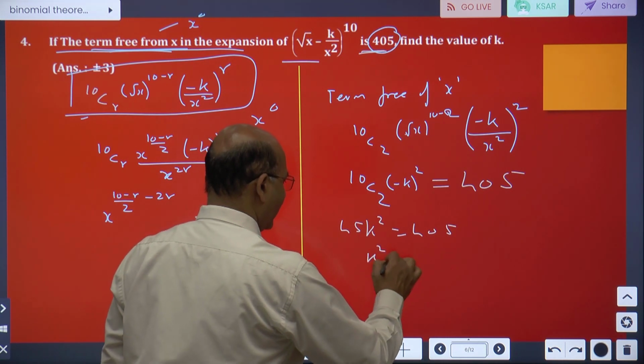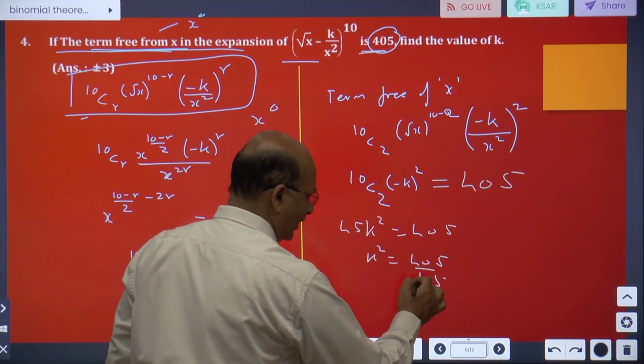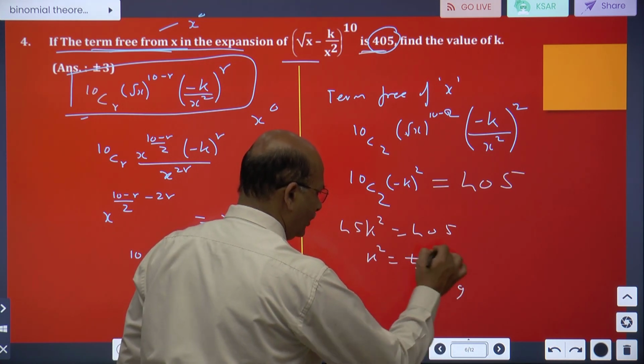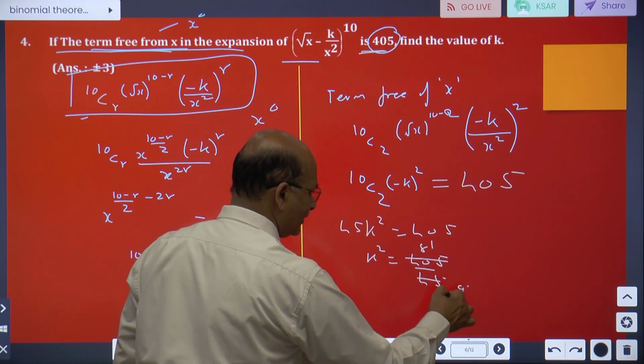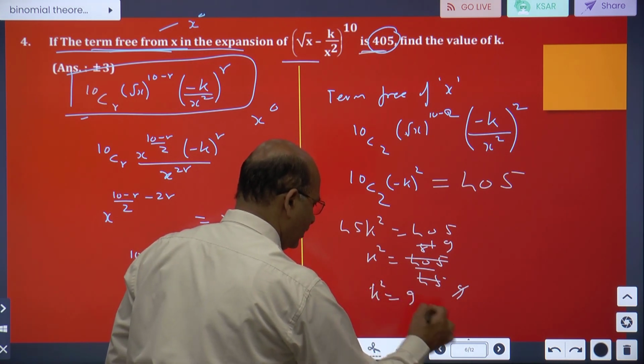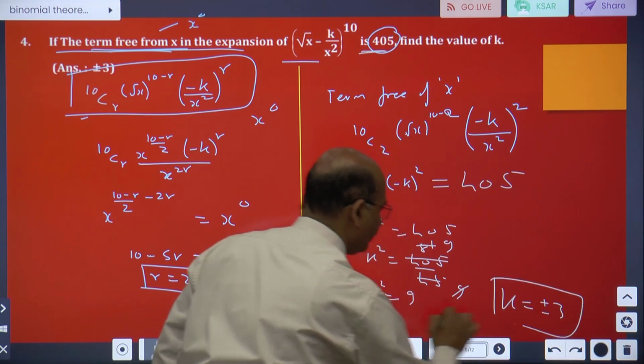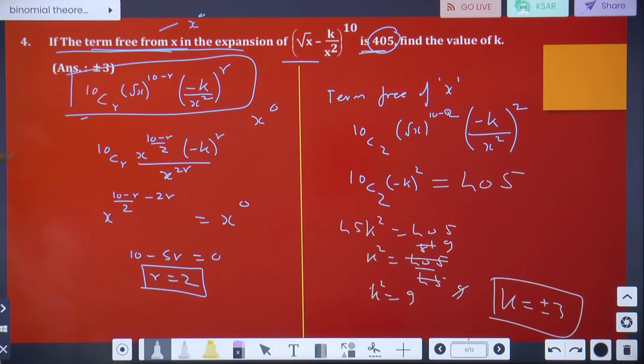So k square is equal to 405 upon 45. So let us do it: 5 9s are 45, 5 8s are 40, 5 1s are 5, 9s are. So k square is 9. So what is the k value eventually? Plus or minus 3. K value is plus or minus 3.